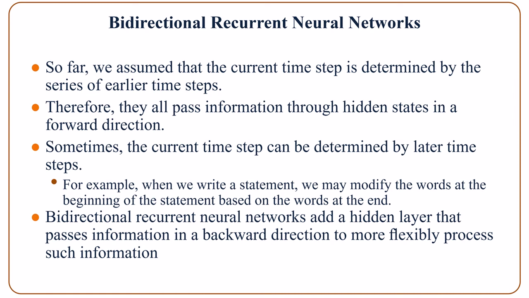Up to this point, we assume that the current time step is determined by previous time steps, so information is passed through hidden states in a forward direction. However, sometimes the current time step can be determined by later time steps as well. As an example, when we write a sentence, we finish a sentence, but then want to modify the words at the beginning of the sentence. This way, the words we put in the beginning of the sentence depend on the words at the end of the sentence as well. So in bidirectional recurrent neural networks, a hidden layer that passes information in a backward direction could be added for such purposes.